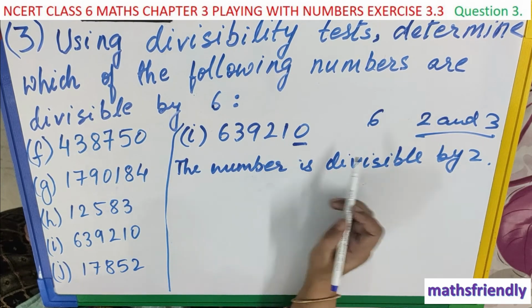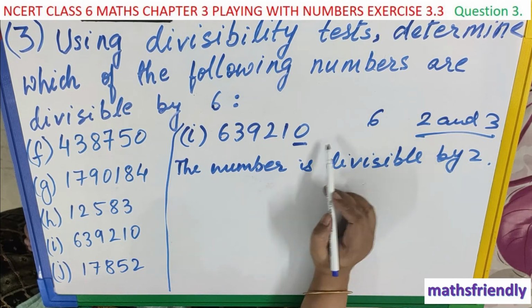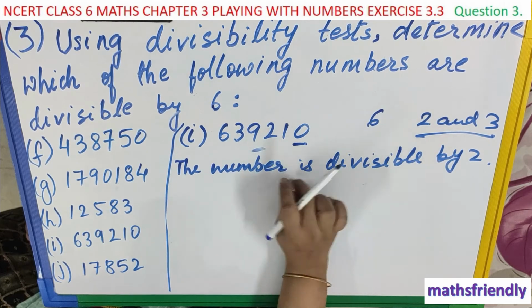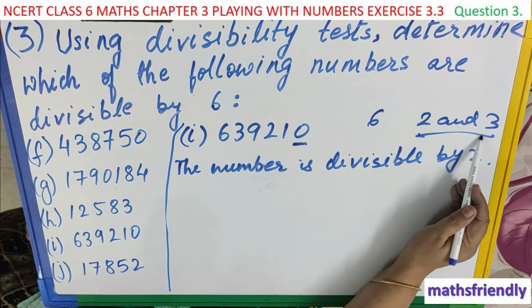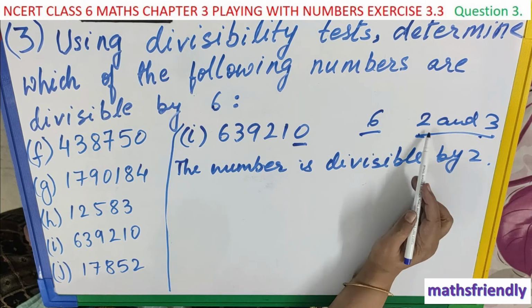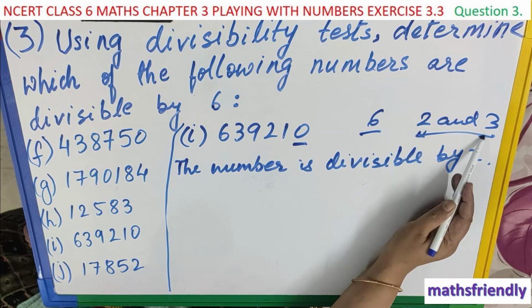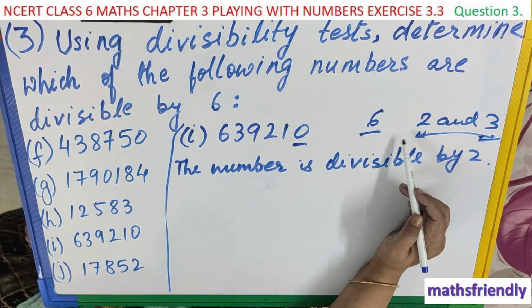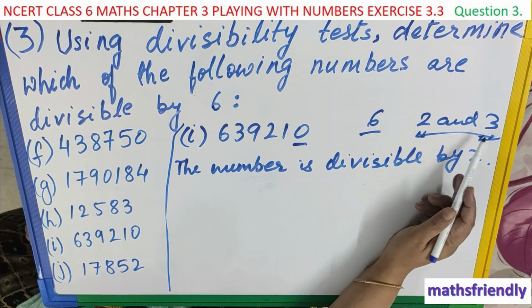It should be divisible by both 2 and 3, then only the number will be divisible by 6. If it is not divisible by either of these two, then the number will not be divisible by 6. If it is divisible by only 2 or only 3, then the number will not be divisible by 6. It has to be divisible by both 2 and 3.